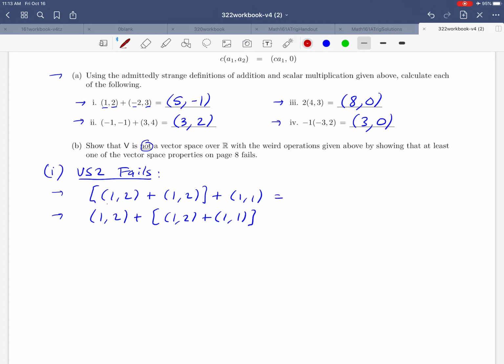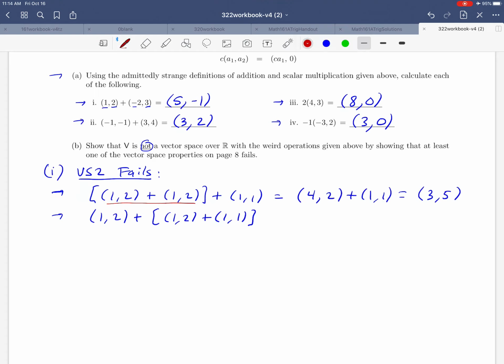So starting with these two vectors, which are grouped together, if we use our strange definition of addition, we're going to get (4, 2) for that, which is then going to be added to (1, 1), and using our strange definition of addition again, we're going to get (3, 5) out of this. Okay, so there's the result of our top calculation.